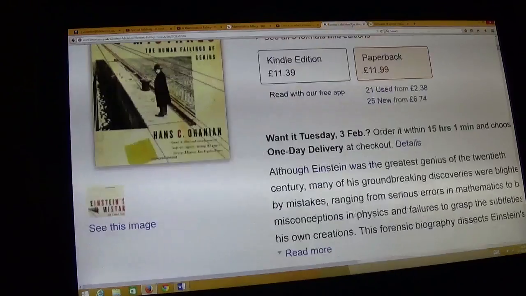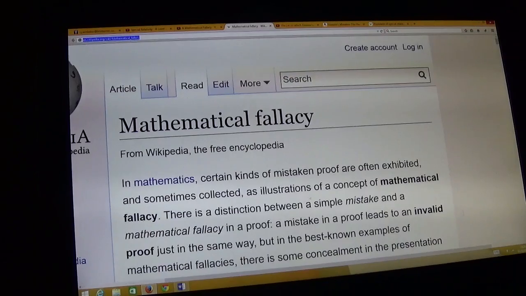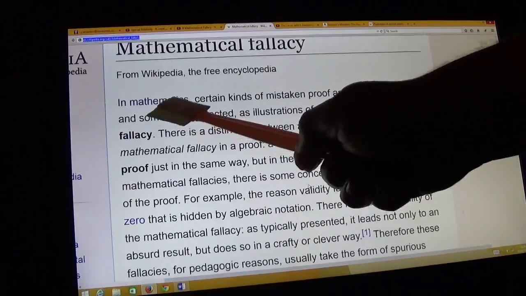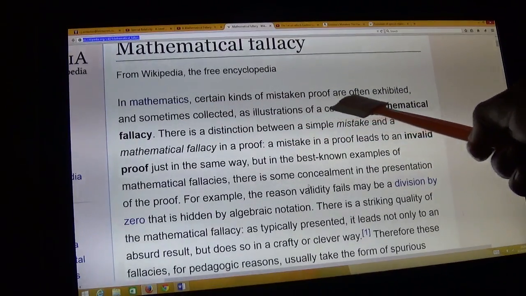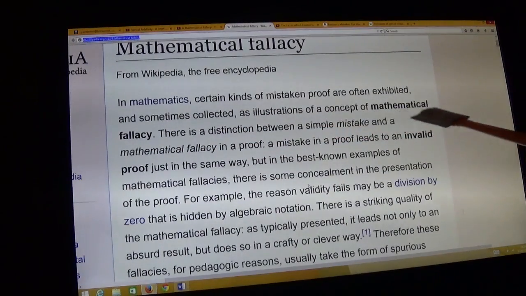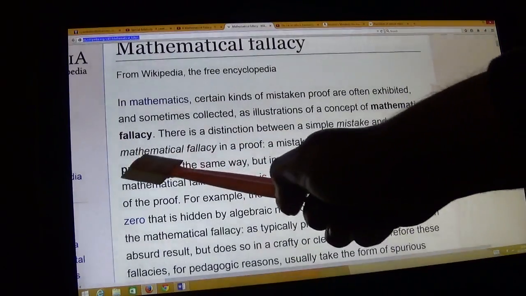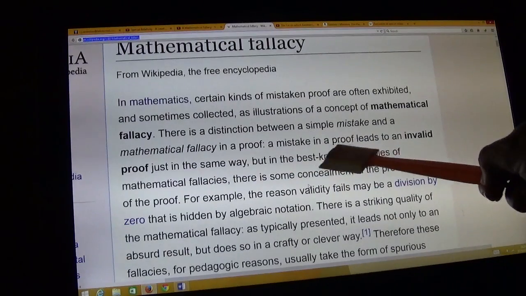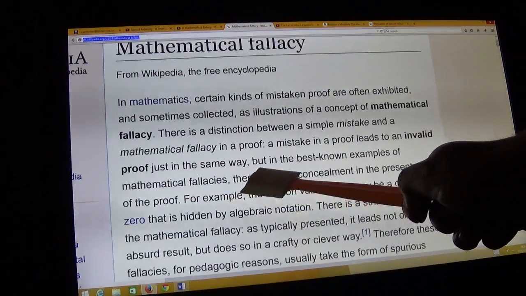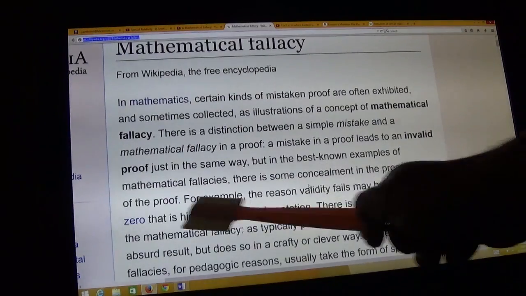Wikipedia is here. This is from Wikipedia. Mathematical fallacy. In mathematics, certain kinds of mistaken proof are often exhibited and sometimes collected as illustrations of a concept of mathematical fallacy. There is a distinction between a simple maths mistake and a mathematical fallacy in a proof. A mistake in a proof leads to an invalid proof just in the same way, but in the best known examples of mathematical fallacies there is some concealment in the presentation of the proof.